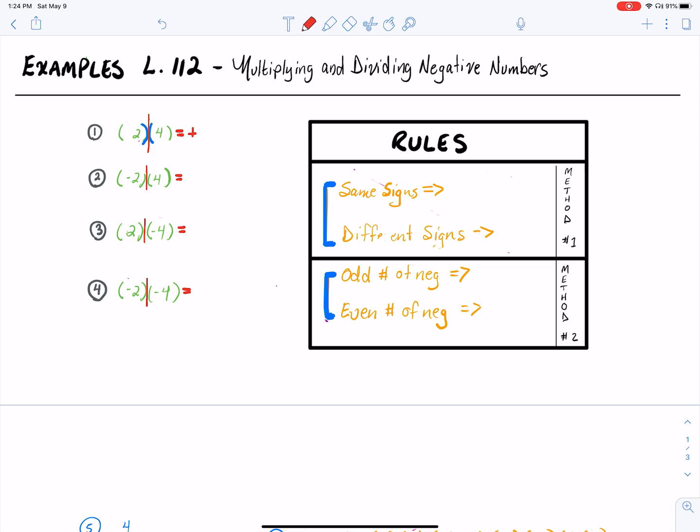Number 2, I have 1 negative. That means my answer is going to be negative. Number 3, I have 1 negative again. My answer is going to be negative. For number 4, I have 2 negatives. My answer will be positive.